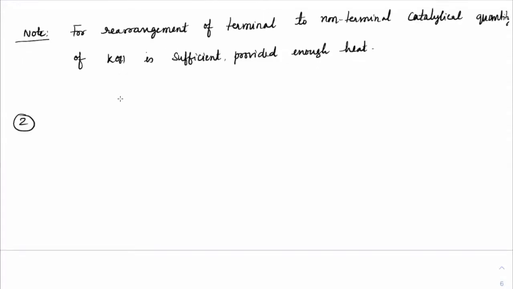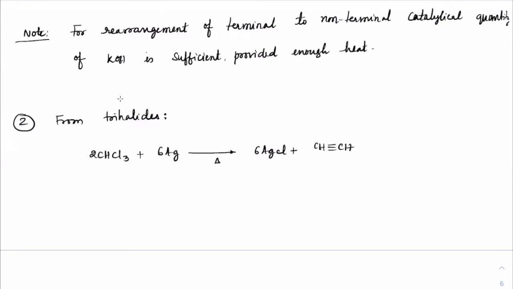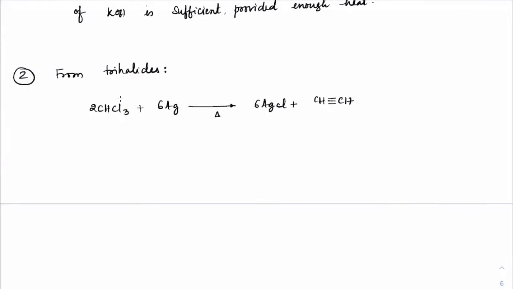The second reaction is about formation of alkynes from trihalides. So from trihalides, how can we get alkynes? Suppose you have 2 moles of CHCl3 and react that with 6 moles of silver, and on heating, we'll get 6 moles of AgCl plus CH triple bond CH. There is no mechanism for this, but just the way to remember is this.